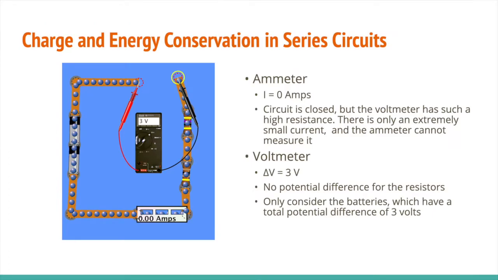For the next part of the experiment, I replaced one of the ammeters with a voltmeter. In this case, the ammeter read 0 amps. This is because the circuit is closed and the voltmeter has such high resistance that the ammeter is not able to measure a current. The voltmeter read 3 volts because there's no potential difference for the resistors and you only need to consider the batteries, which have a total potential difference of 3 volts.